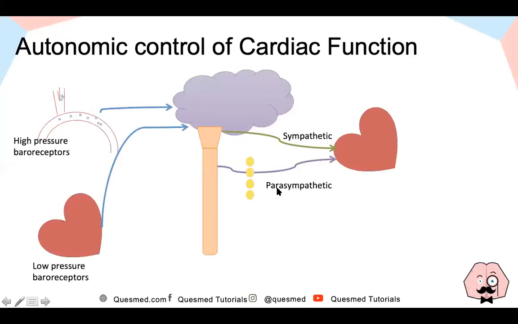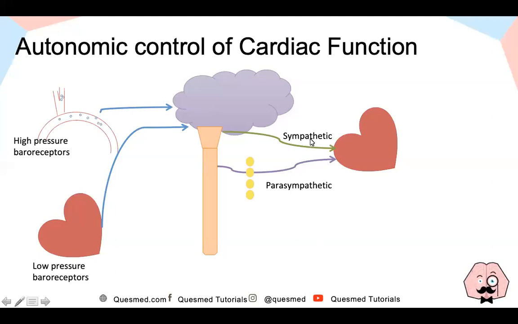So why is our resting heart rate usually about 70 beats per minute if the intrinsic rate of the sinoatrial node is 100 beats per minute? That's due to the autonomic control of cardiac function. The heart rate is set by the sinoatrial node, but we also have sympathetic and parasympathetic innervation to the heart, which can upregulate or downregulate the heart rate. And at rest, it's the parasympathetic which predominates.